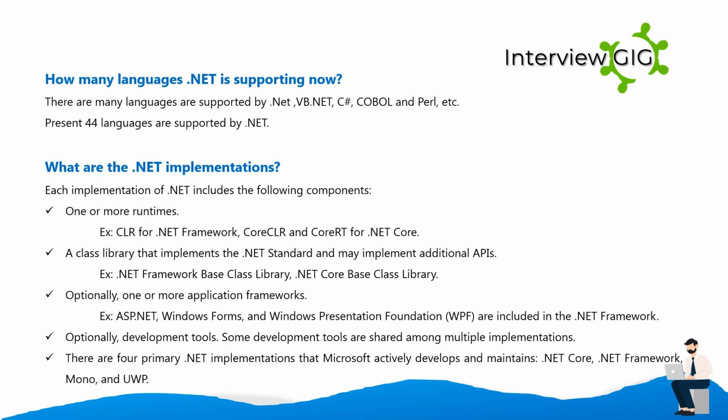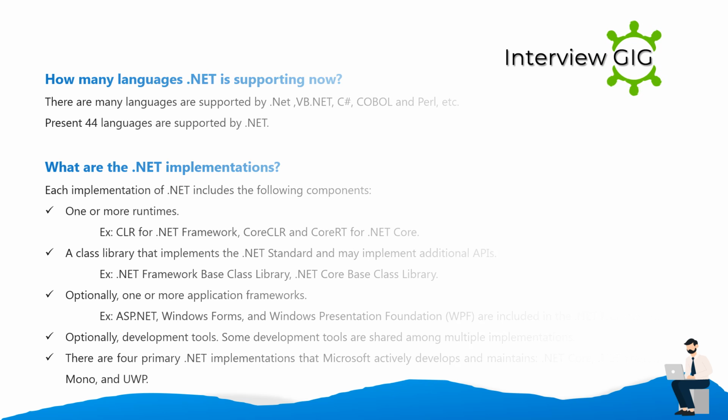Optionally, one or more application frameworks: ASP.NET, Windows Forms, and Windows Presentation Foundation, WPF, are included in the .NET Framework. Optionally, development tools. Some development tools are shared among multiple implementations. There are 4 primary .NET implementations that Microsoft actively develops and maintains: .NET Core, .NET Framework, Mono, and UWP.